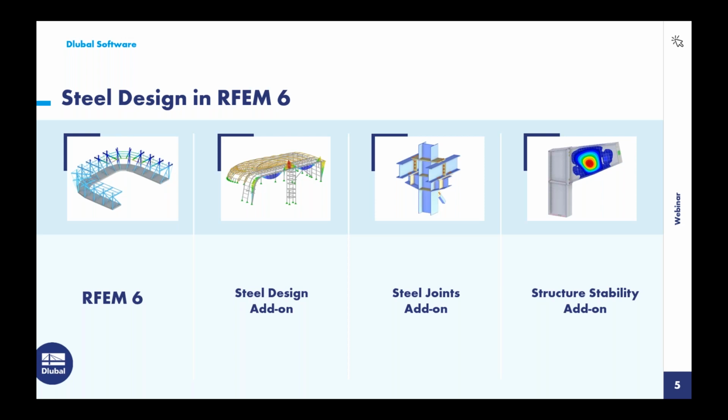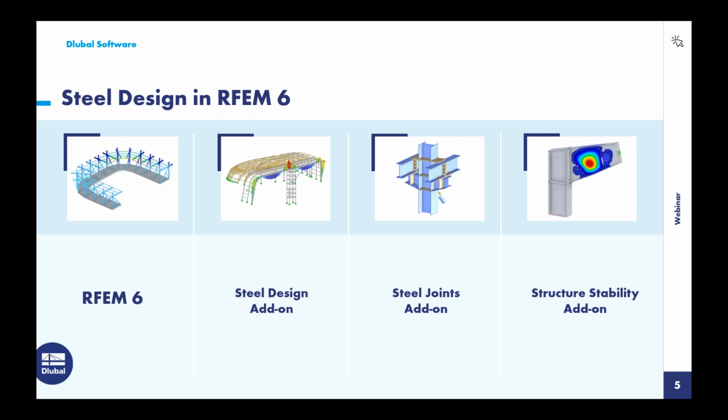So this was our focus last week in the first part of this two-part webinar series. I'd certainly refer you back to this recorded webinar on both our website and YouTube channel if you are interested to learn more about the actual member design according to AISC 360 or 341. But today we will be focusing on the Steel Joints add-on. So within this same RFEM model, we can then carry out the connection design according to the AISC.